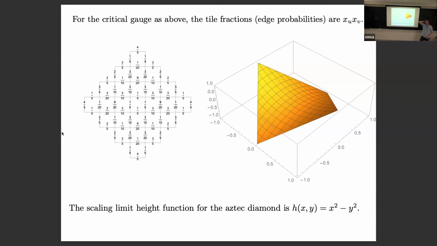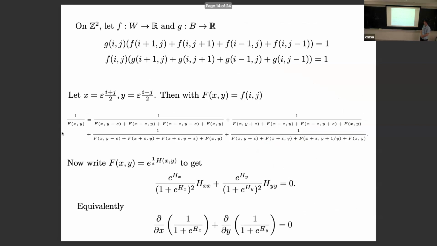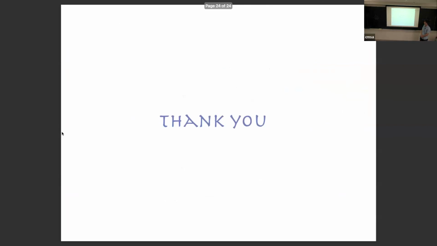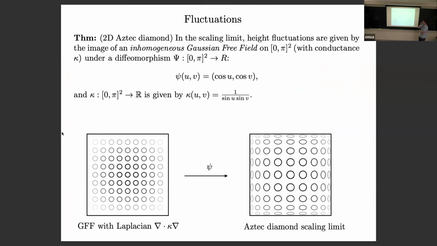That diffeomorphism you had on the last slide. Yep. How exactly is that related to those critical gauges? Is that some other critical gauge itself in some sense? This one. Or maybe my question is, how do you get that diffeomorphism?